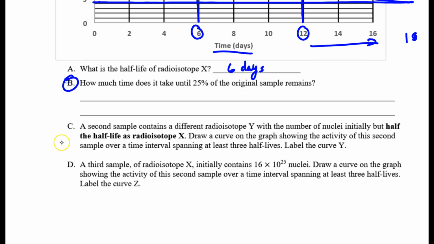Okay, so take a moment. We could answer this question. How long does it take till 25% of the sample remains? Well, if you start with 100, cut it in half, that's 50. Start with 50 now, cut it in half again, that's 25. 2 half-lives is 6 plus 6, or 12 days. But you could get that from the graph as well.